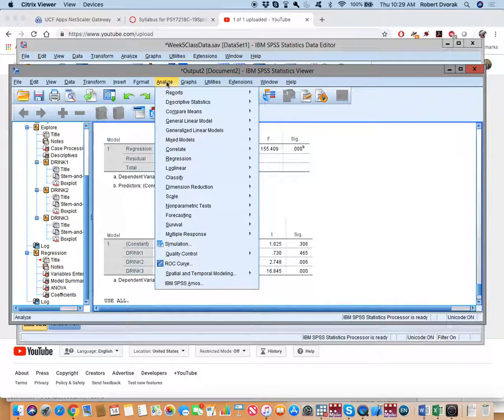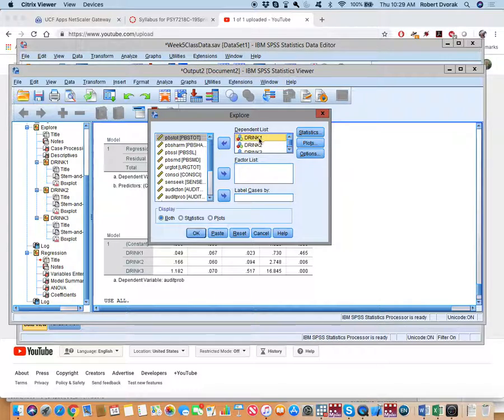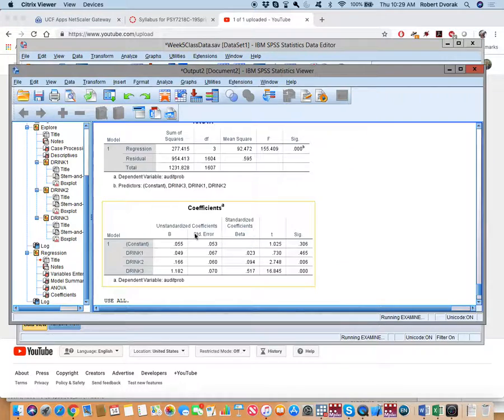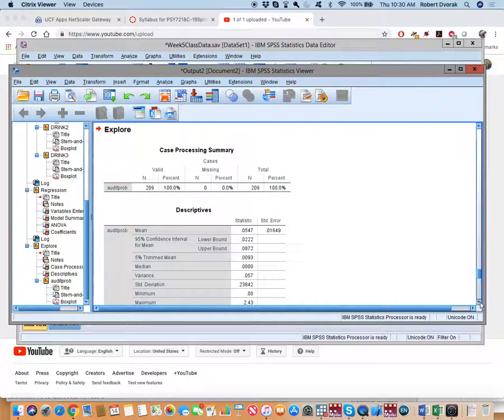And then let's go analyze, descriptives, explore. We're going to get rid of these, and we're going to put drink 0 in. Oh no, we're not going to put drink 0 in. I'm sorry. We're going to put audit prob in. This is going to give us our basic descriptive statistics for audit problems in the drink 0 group. Who wants to put a wager on the mean? 0.0547, which is pretty dang close to 0.055, right? Yeah.